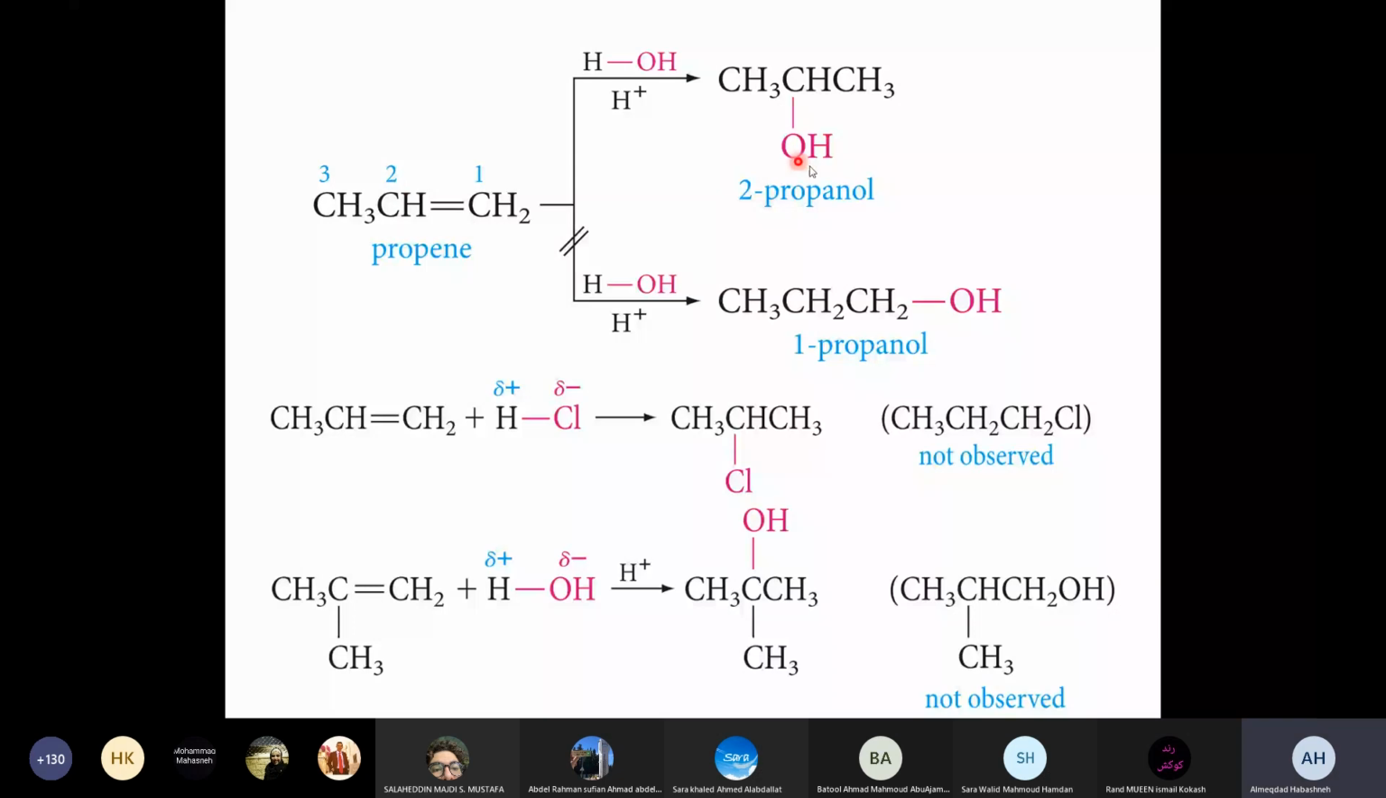If you do the opposite thing, that you add OH at the carbon here and H at the second carbon, okay guys, you're going to have 1-propanol.